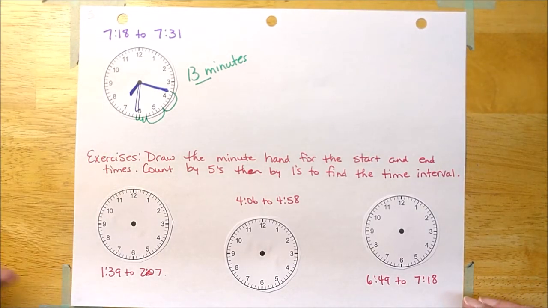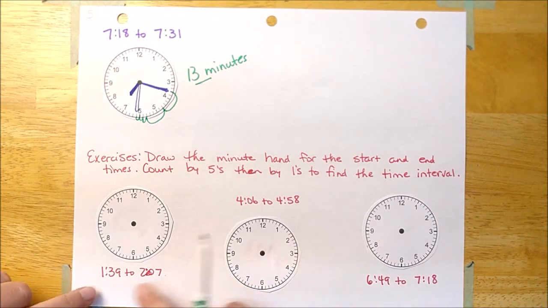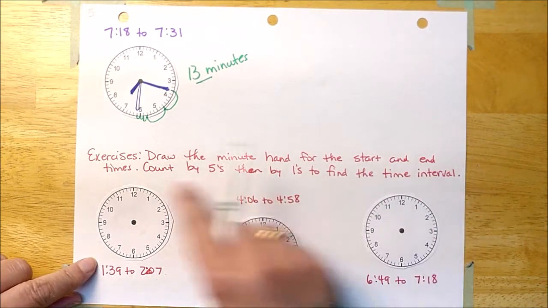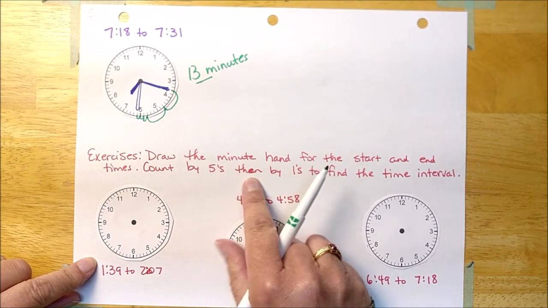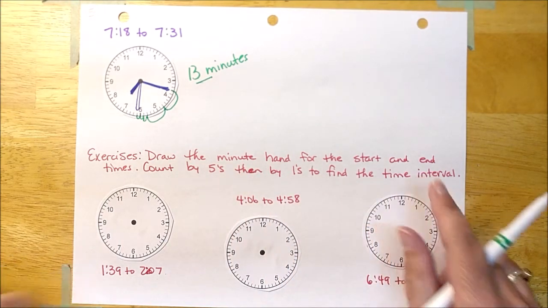So now you're going to do it with these clocks. You're going to be starting at this time and going to this time. Put the hands in and then count by fives and then count by ones to find the time interval. So pause.